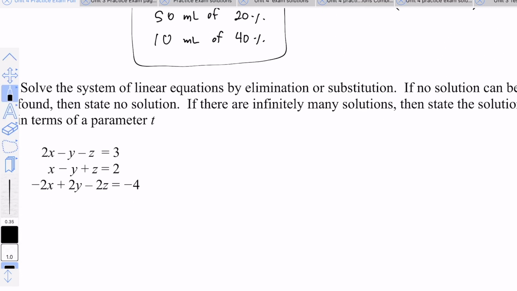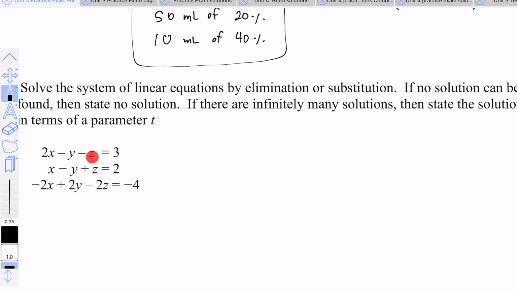Okay, question 2. This is also from section 5.2, which is solving a system of linear equations involving more than two variables. So we have x, y, and z here. I am going to eliminate x. I see here that z has opposite coefficients.